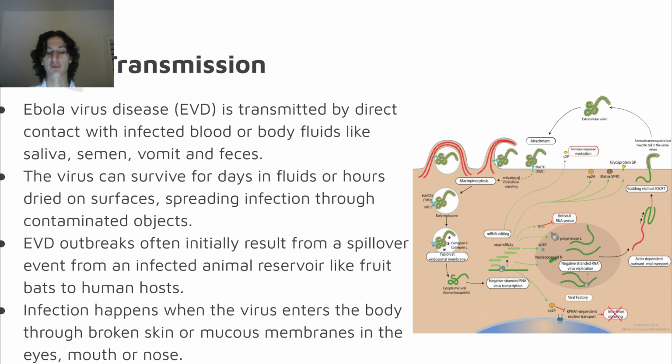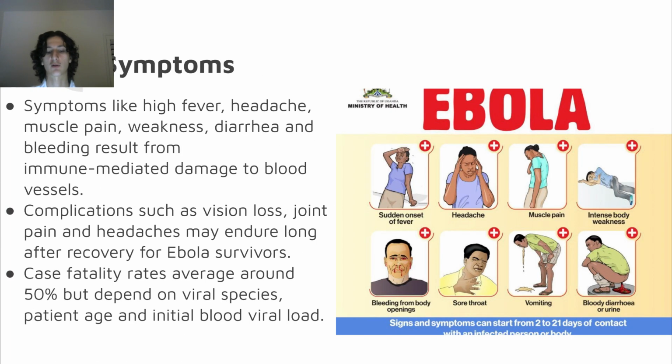Moving on to slide 4, we'll be taking a look at the symptoms that come along with Ebola. Symptoms of Ebola infection include things like fever, headache, muscle pain, weakness, sore throat, fatigue, vomiting, diarrhea, and unexplained bleeding or bruising. These result from immune-mediated damage to blood vessels and cells.